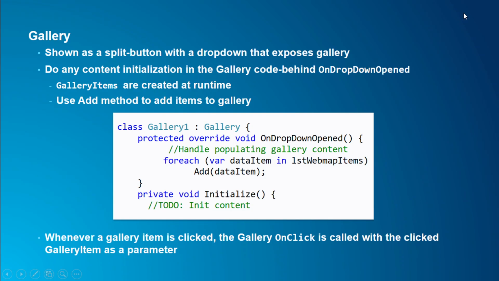The important thing to remember about the first type of gallery that expands with a split button is that code initialization happens on the OnDropDownOpened override. We will see that in the demo next. And when you add items to the gallery, you use the Add method. And when you click on an item, you call the OnClick method, and the gallery item is passed as the parameter.